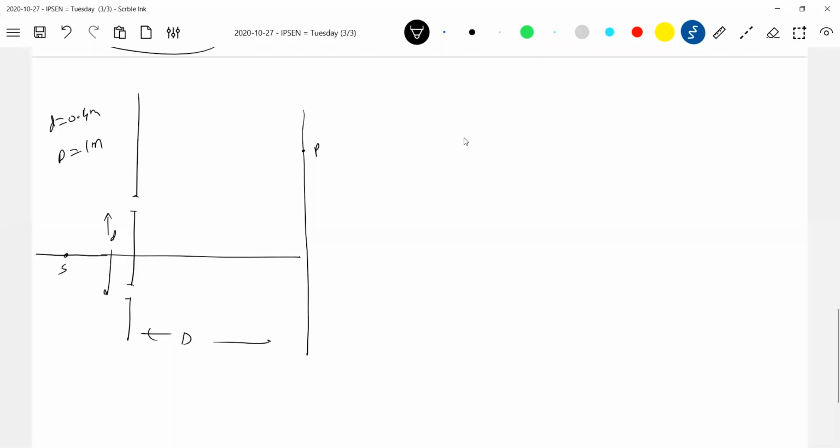At this particular point, consider the path traced by this ray. Before the slits, both will cover the same path. After the slits, you see that one. So take help of the geometry and calculate. This distance I'll give. Then what is the path covered by ray 2? What is the path covered by ray 1?